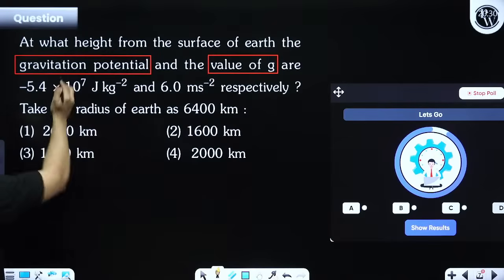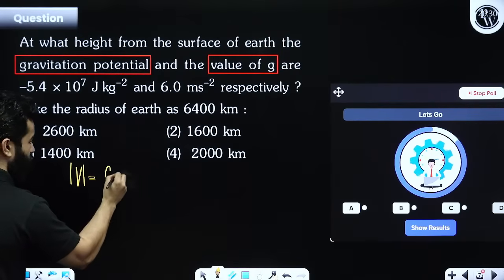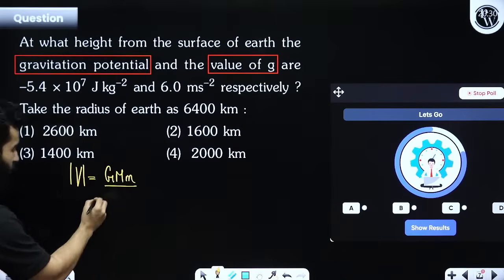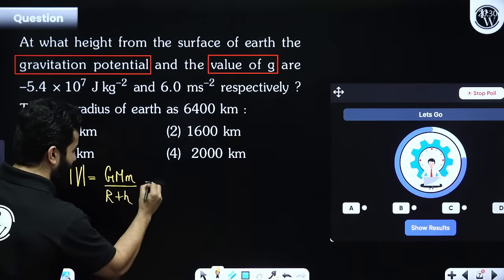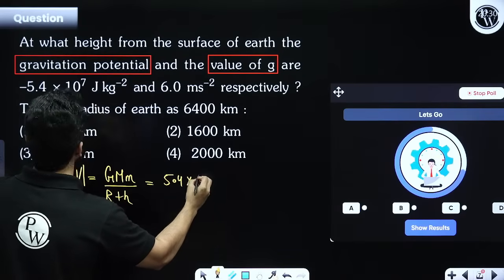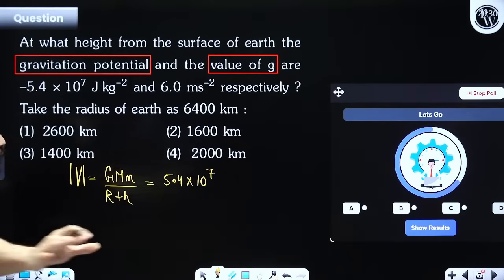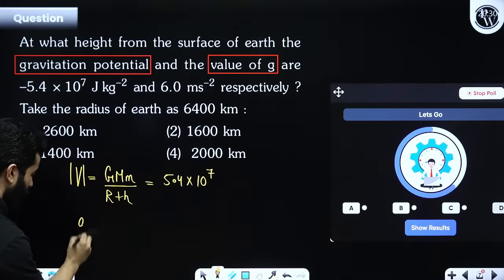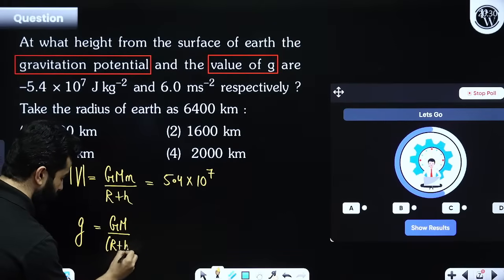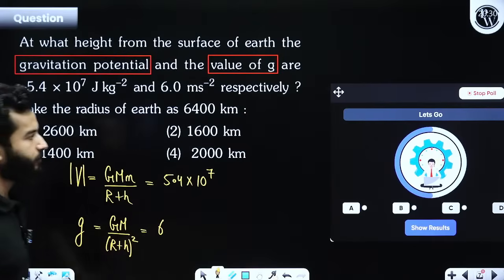So, gravitational potential is V equals to, if I am going to talk about the magnitude, GM upon R plus H, at a height. I am going to talk about magnitude, dosto. So, 5.4 multiplied by 10 to the power 7. Let's take a look at units. Everything is in SI units, so no worries about that. And value of g is written as GM upon (R plus H) whole square is equals to, the value is 6. The value is 6, right?